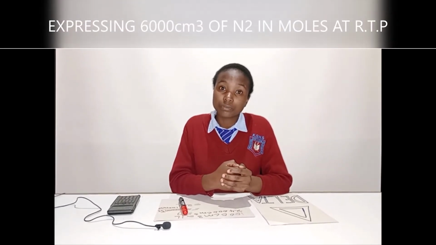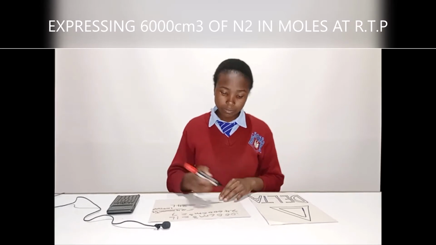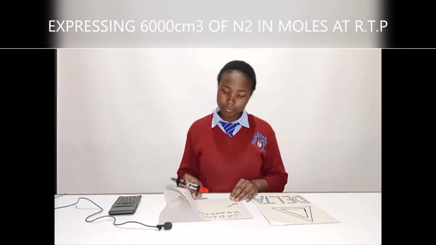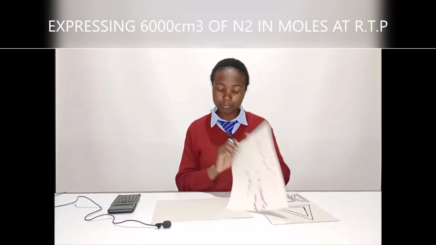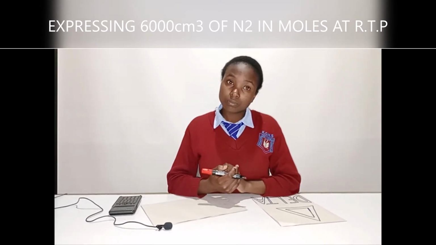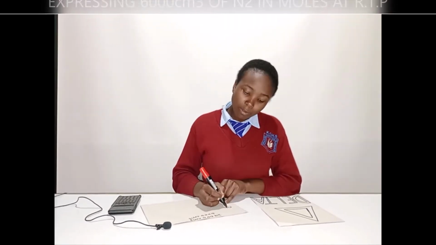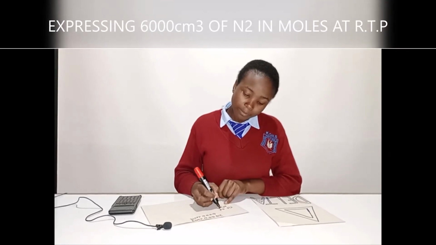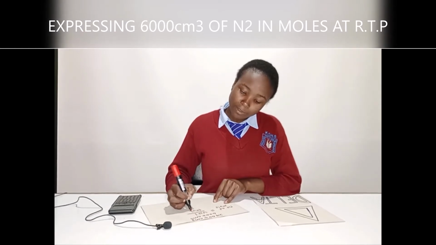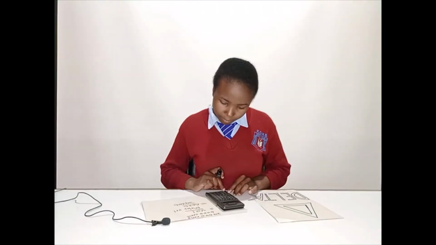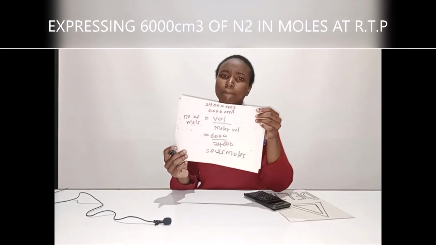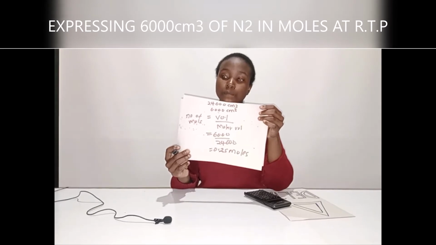You are given 6,000 centimeters cubed of nitrogen. You're supposed to convert that gas to moles at room temperature and pressure. Remember, the molar gas volume at room temperature is 24,000 centimeters cubed. The number of moles we find by volume over molar volume. Good. Again, that one I give you the 2 points.